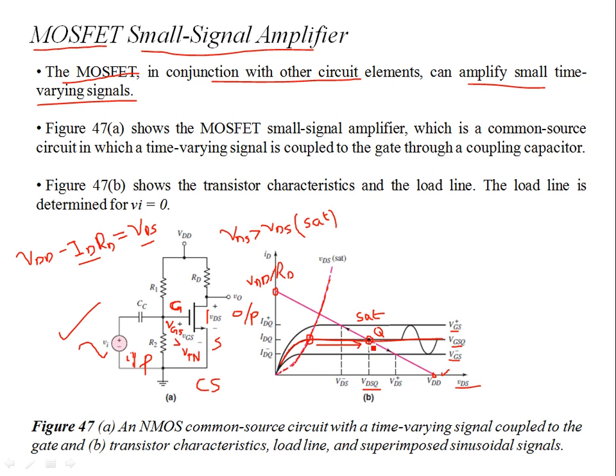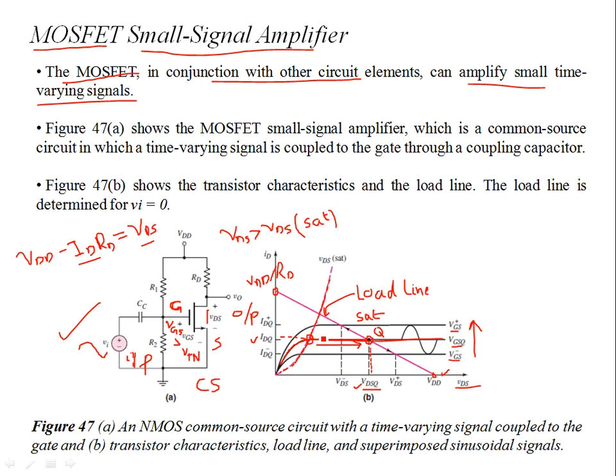The Q point determines your drain source voltage and the current that flows from drain to source. These voltages and currents are DC quantities, and this determines the Q point. The Q point again is the intersection between the load line and the IV curve. You have a family of IV curves, one for each VGS. So you have 3 different VGS which are determining the Q point.